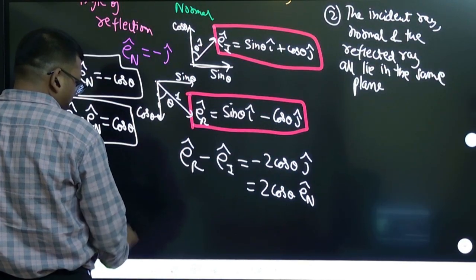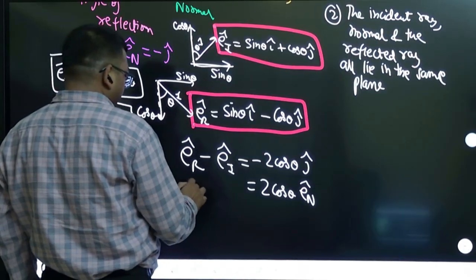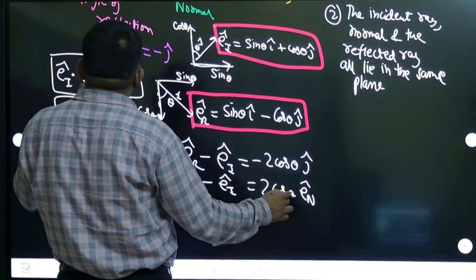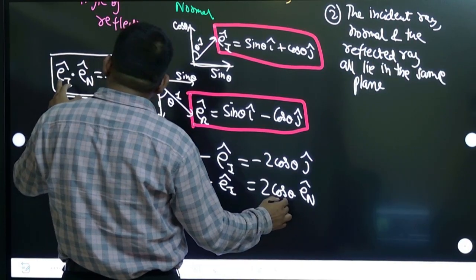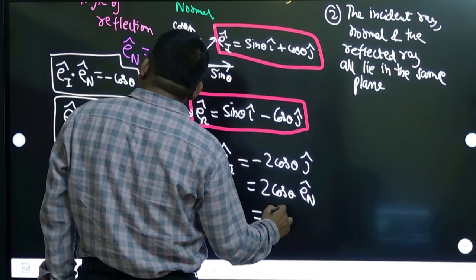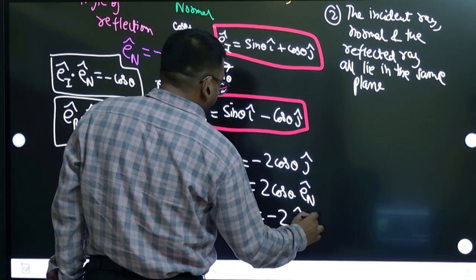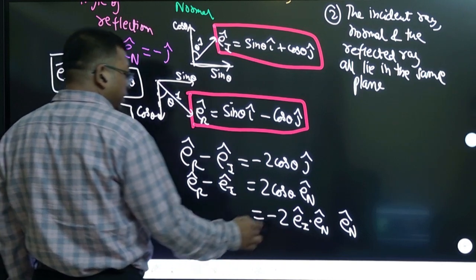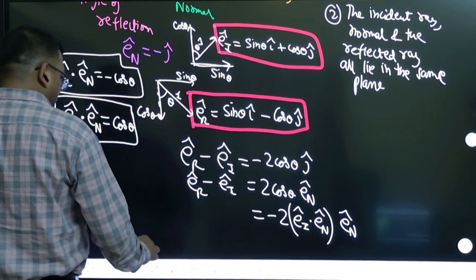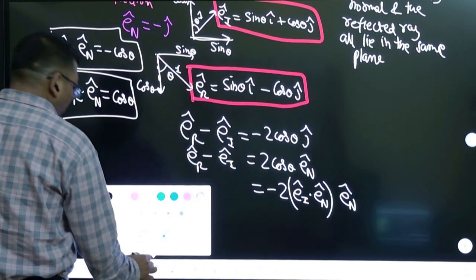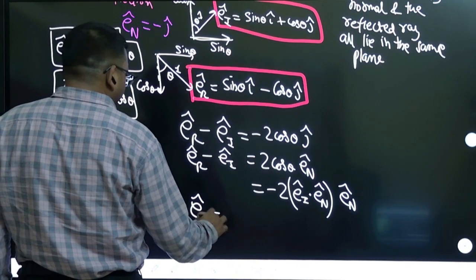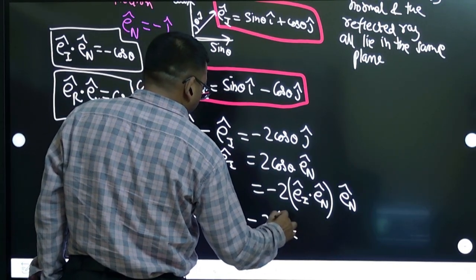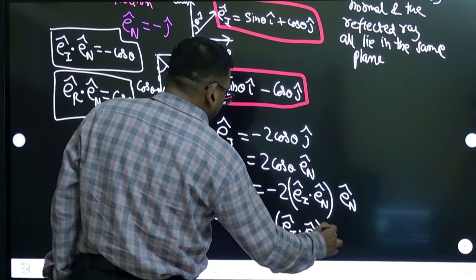Okay. So let us write that. So this becomes ER cap minus EI cap. So let us write this in terms of cos theta. So cos theta can be written as minus EI cap dot En cap, so minus 2 EI cap dot En cap, that is En cap. That's what we are writing. Let us keep in brackets. These are dot products. Now from here, what is ER cap? So ER cap can be written as EI goes that side. So ER cap equals EI cap minus 2 EI cap dot En cap En cap.